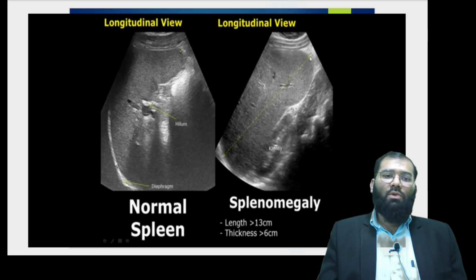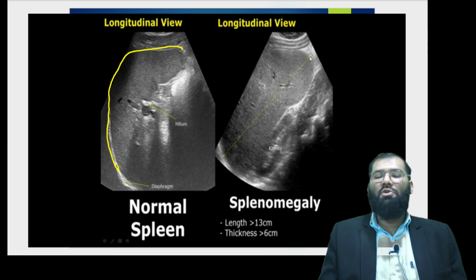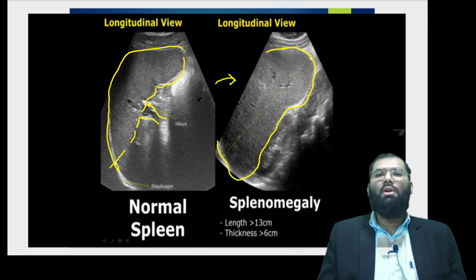Now let us look at how the normal spleen looks and how splenomegaly appears on ultrasound. Look very carefully. This is how a normal spleen appears. It lies below the left dome of diaphragm, this is the anterior border which is notched, and you are able to see the splenic hilum. Now, very important, compare the spleen with this image. Look here, this is the spleen which is not normal.